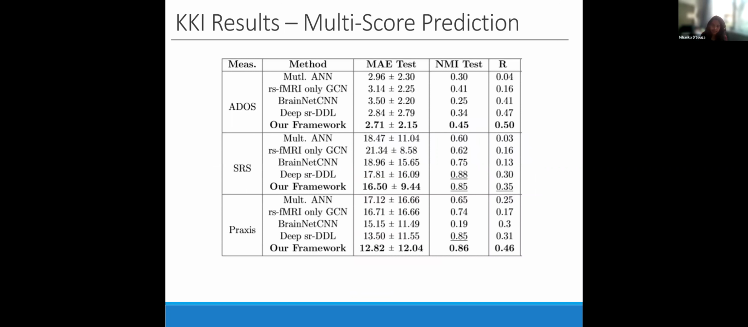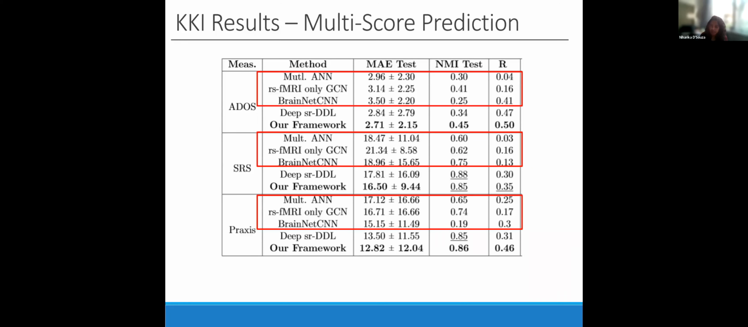On the KKI dataset, we examine the ability to jointly predict all three measures, that is ADOS, SRS, and taxes. We observe that our framework clearly outperforms the ANN, the RS-fMRI only GCN, and the BrainNet CNN baseline on the multi-score prediction task on all three phenotypes. Our model also outperforms the deep SRDDL, though the performance differences are a little less dramatic.